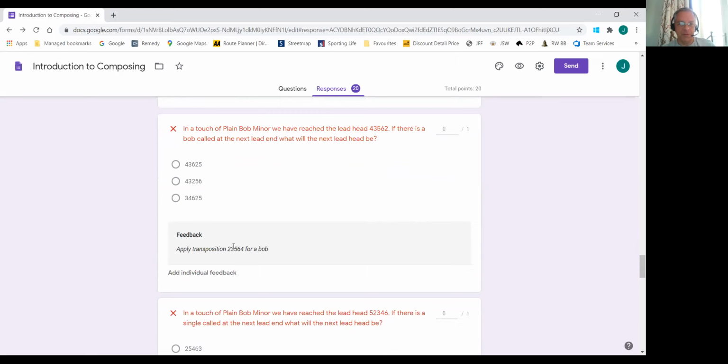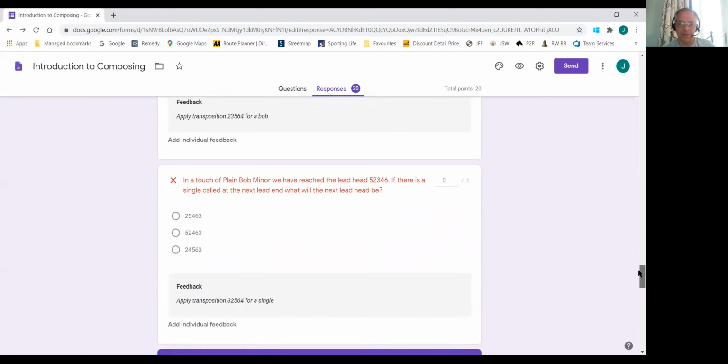For a bob lead, the transposition is 23564. So when we apply that to 43562, we end up with 43625. So that's the answer to that one. And for a single, the transposition is 32564. So when we apply that to 52346, we end up with 25463.